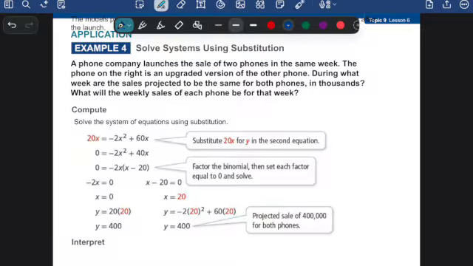So if we plug that in, 20 times x is going to equal 400. So for the first equation, the phone on the right, we will get a projected sales of 400,000. And if we plug it into the second, we should get the same value because that's when they're equal to each other. So we know that they're going to be making 400,000 at this point when x equals 20. So after 20 weeks, they will be making 400,000 phones.